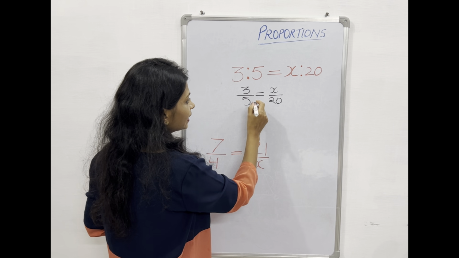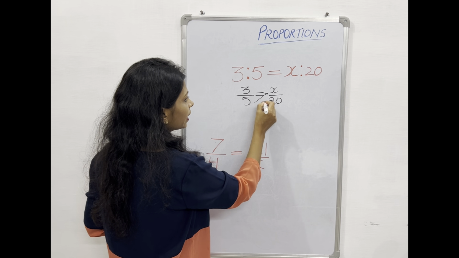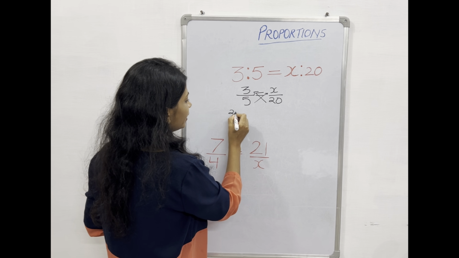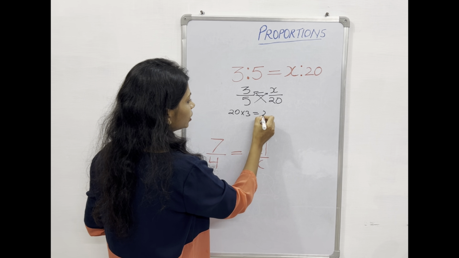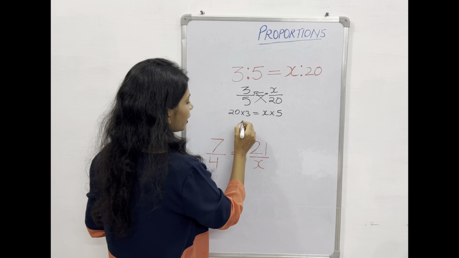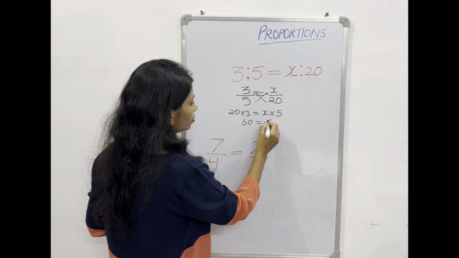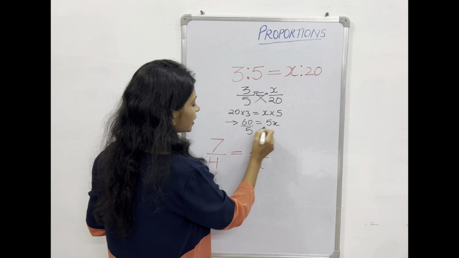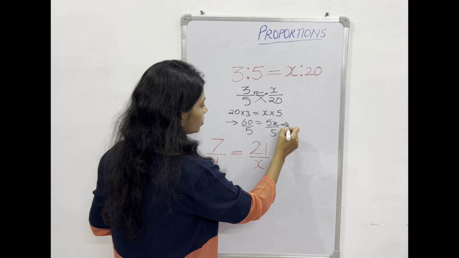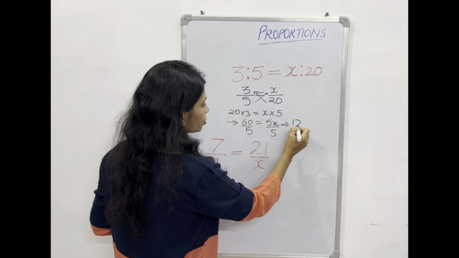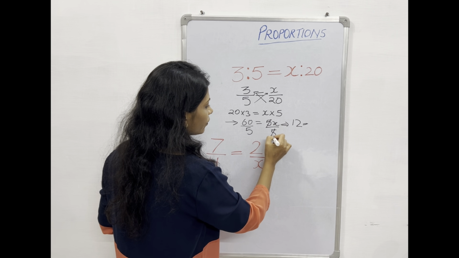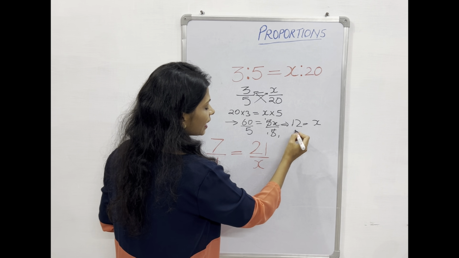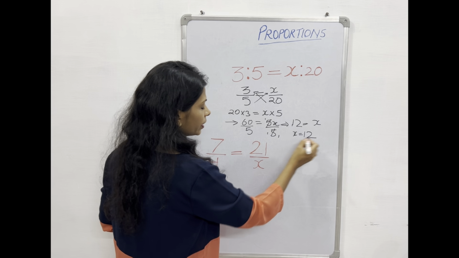To be able to find x, I will cross multiply this proportion. So 20 times 3 will be equal to x times 5, or I can also say 60 is equal to 5x. Now in this step I will divide both the sides by 5. I will get 60 divided by 5 is 12 and 5 divided by 5 is 1. Hence I get x as 12. x is equal to 12.